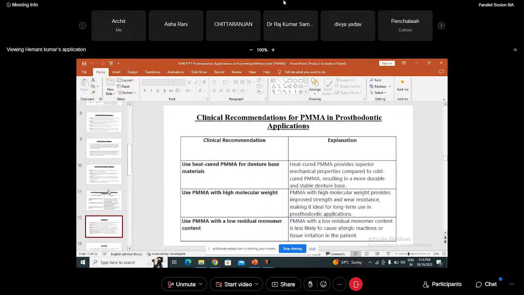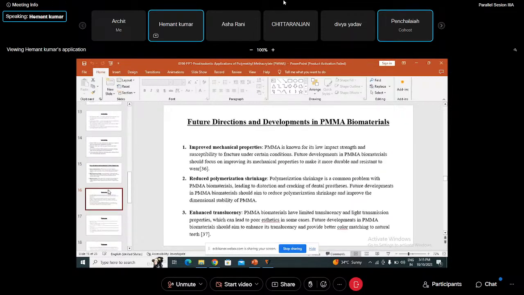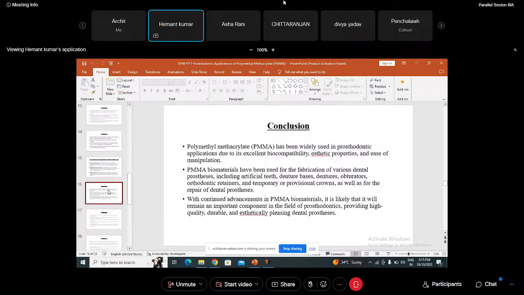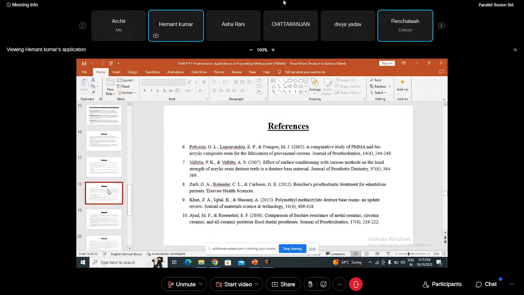And last, these are references from where I took help from these papers, like after the conclusion, references are there.